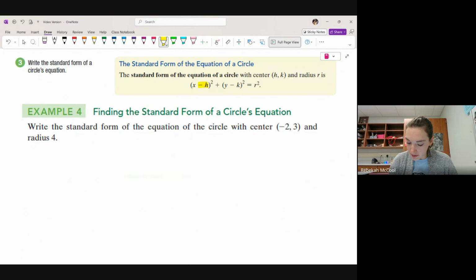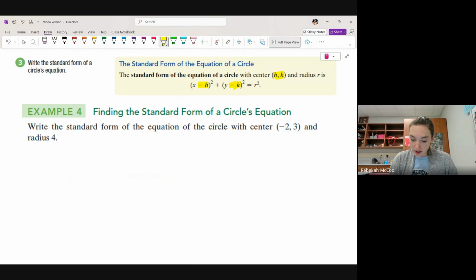Now, something to always be careful with here. Notice in this standard form, in the equation itself, we're subtracting our center and radius. So just be aware. I always like to say the signs are going to be opposite. So if it says x minus a number, your center point would be at the positive version of that number.